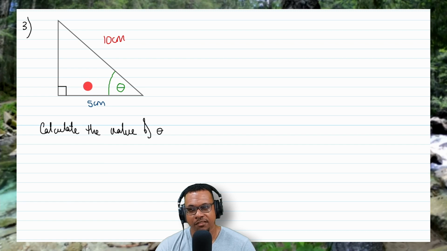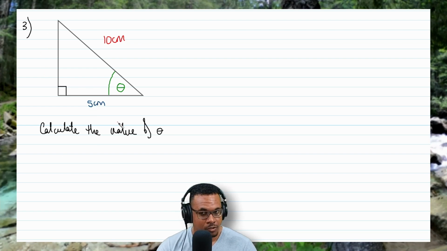Now, moving on to question 3 here, we want to calculate the value of theta. So we're given this side here is 5 centimeters, this side is 10 centimeters, and we don't know the length of the side. But our unknown, which is what we want to find, is theta.